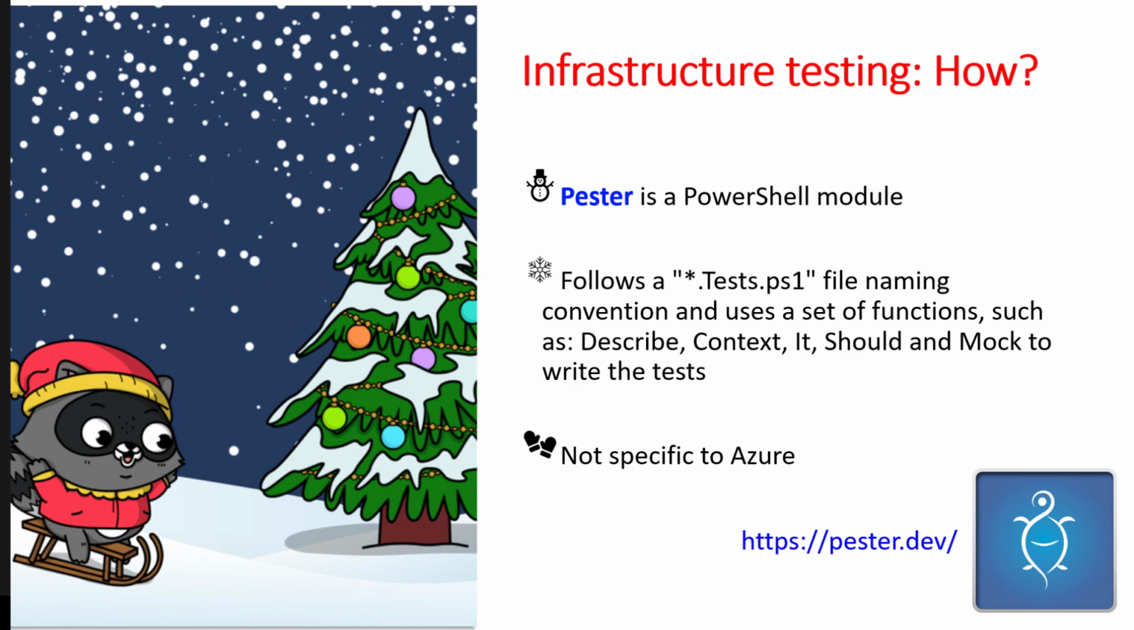And Pester brings us a set of useful functions to write and define our tests. Some of these functions are describe, context, should, mock, and so on. So we'll see the basic ones in upcoming slides. And one thing to note here is that Pester is not specific to Azure. We'll see an example of how to use Pester to test an Azure infrastructure, but you can use it to test any other infrastructure on any other cloud like AWS, GCP, and even on-premise.